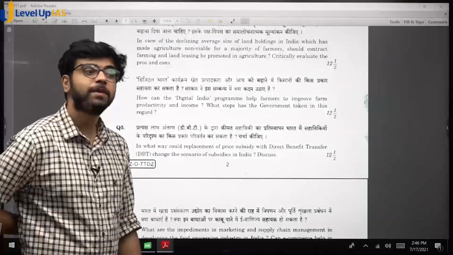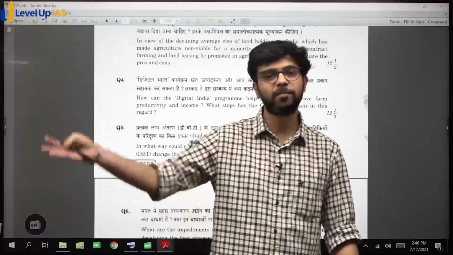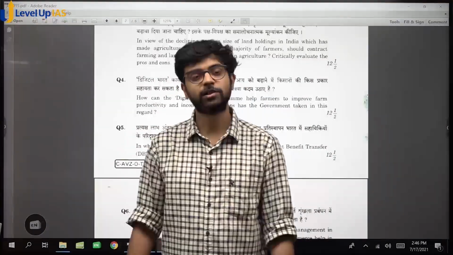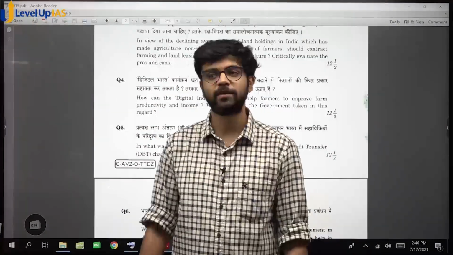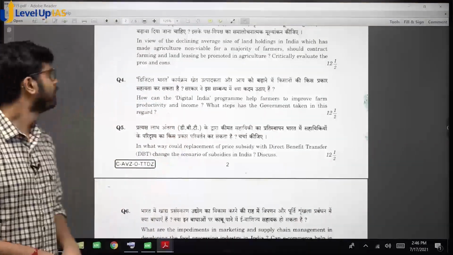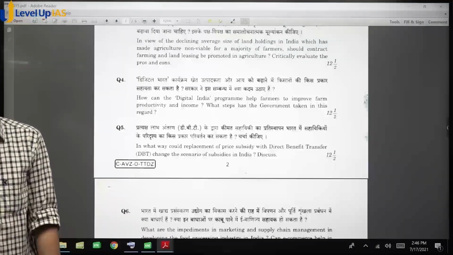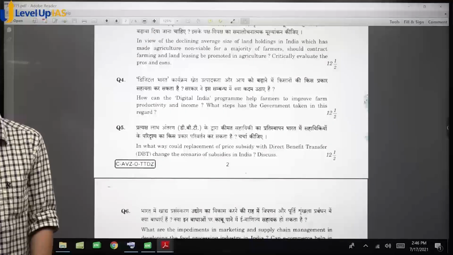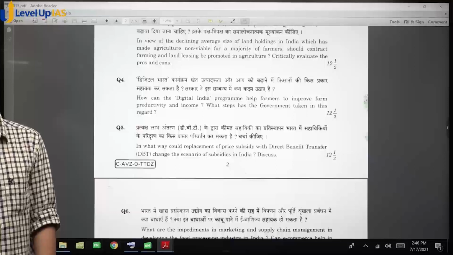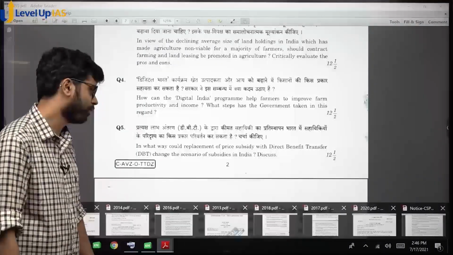So, that helps improve farm productivity. Okay, and farm income, they will get information about the minimum prices which are there in the market. They will get real-time prices. They will get the prices of fertilizers and what subsidies are being given. Their income also improves. Okay, is it okay? 2015 question number 4. Then we go to 2019 question number 4.